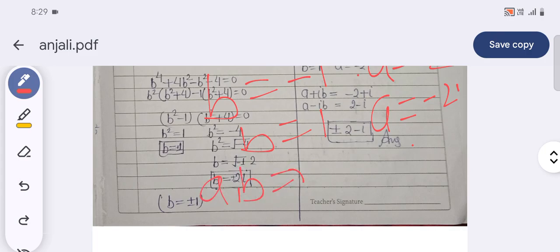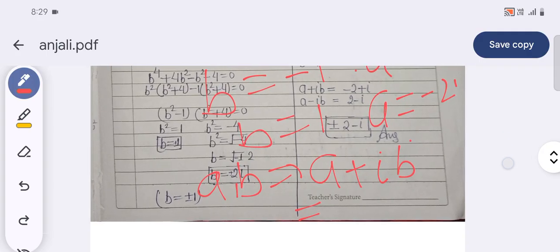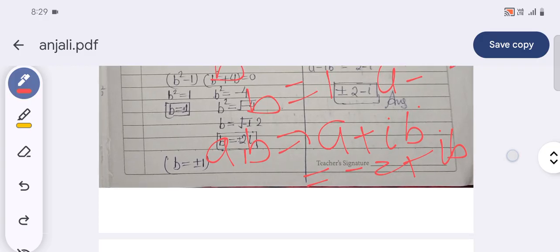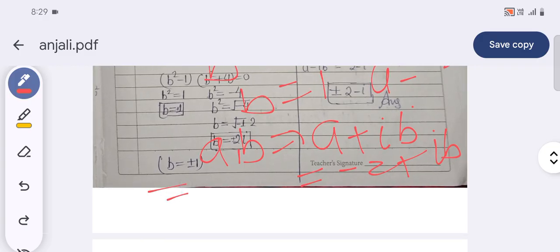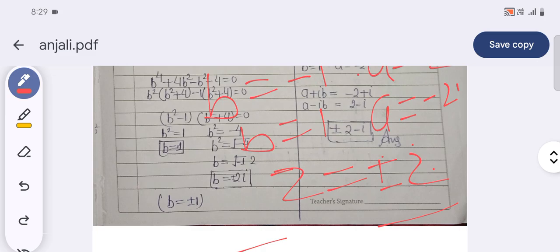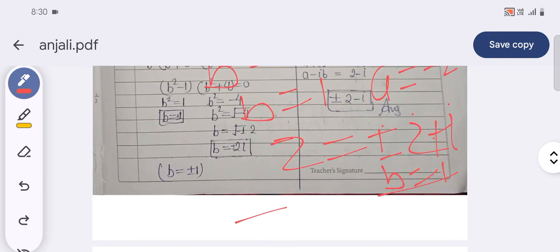We can easily make the complex number a plus iota b. So a plus iota b is equal to minus 2 plus iota b for the first, and the other is 2 plus iota b. So we can write this z is equal to plus minus 2 plus iota, because b is 1. Is it clear?